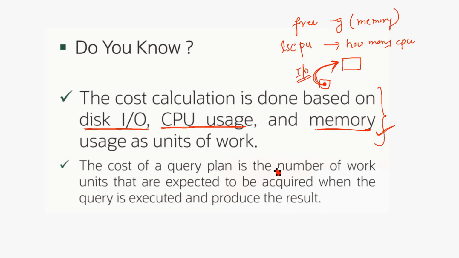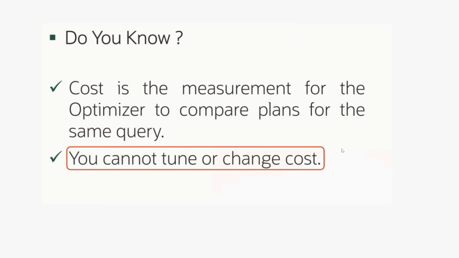Next, the cost of a query plan is the number of work units, the same thing I have explained just now. So remember, cost calculation is based on these three parameters. Next, cost is the measurement for the optimizer to compare the plans for the same query. You cannot tune or change the cost. So the costing you can't change during the tuning perspective. Yes, you can change the plans depending on the query or selectivity and cardinality, but you can't change the cost.